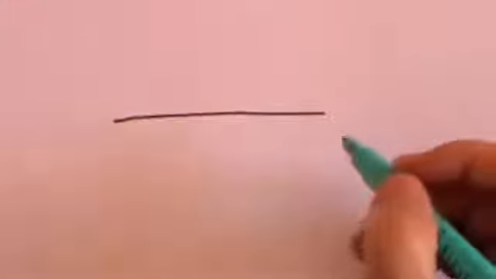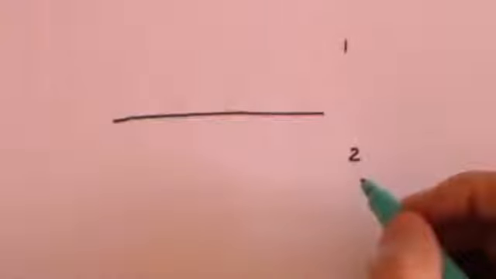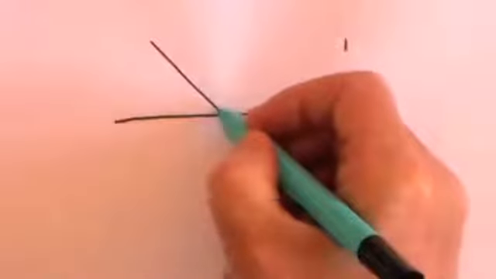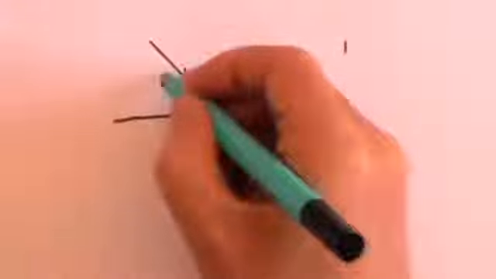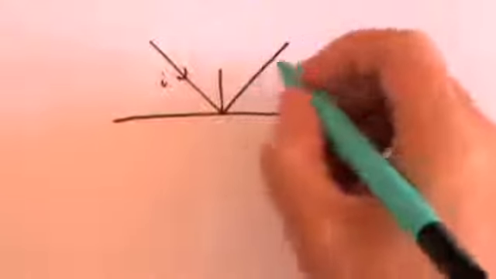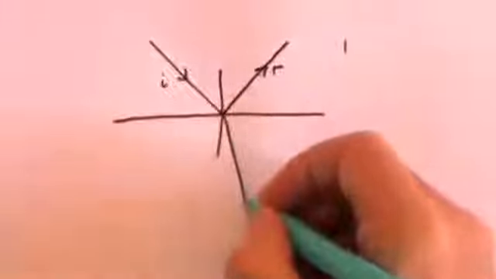Here is my surface once again between my medium 1 and my medium 2. And I'm going to shine in. This is now the direction of the actual light, if you like. This is the incident beam. There will be a reflected beam. And there will be a refracted beam.